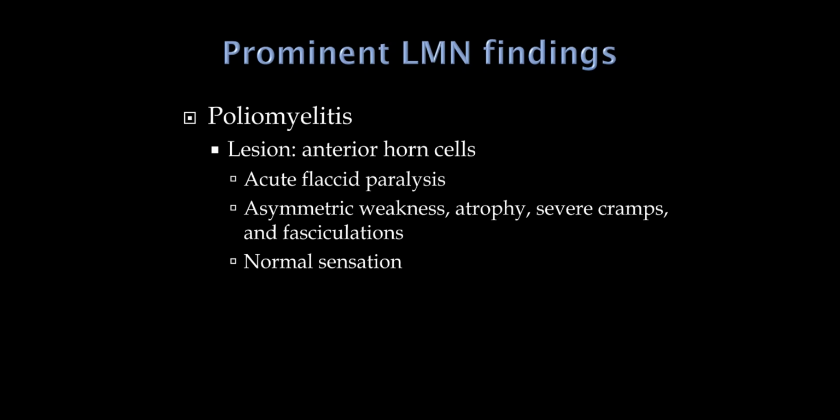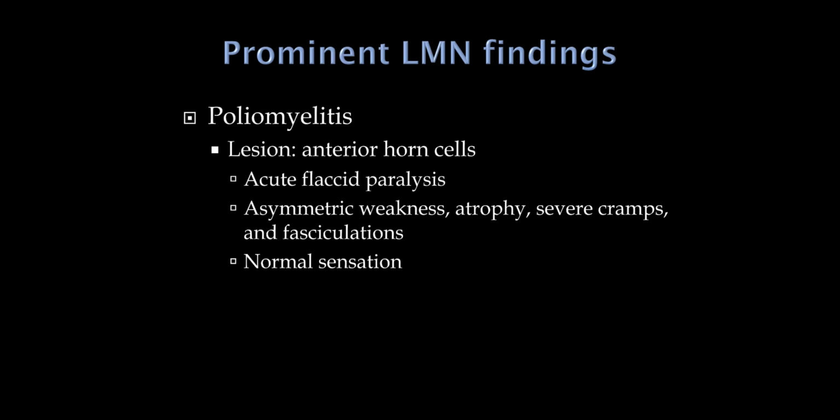So it tends to affect more the legs than the arms for most patients. It's usually asymmetrical, so one leg's going to be affected more than the other. And of course, anterior horn cells are the lower motor neurons in the spinal cord. So we're going to have lower motor neuron findings like atrophy, fasciculations, loss of reflexes. Usually with anterior horn cell diseases, there are quite a lot of cramps, so that's common.